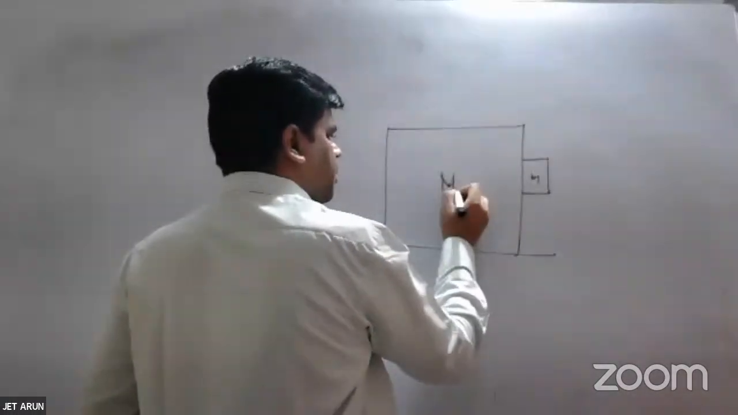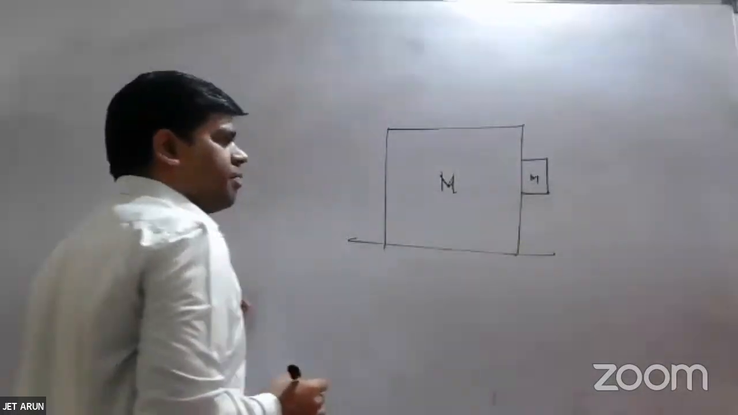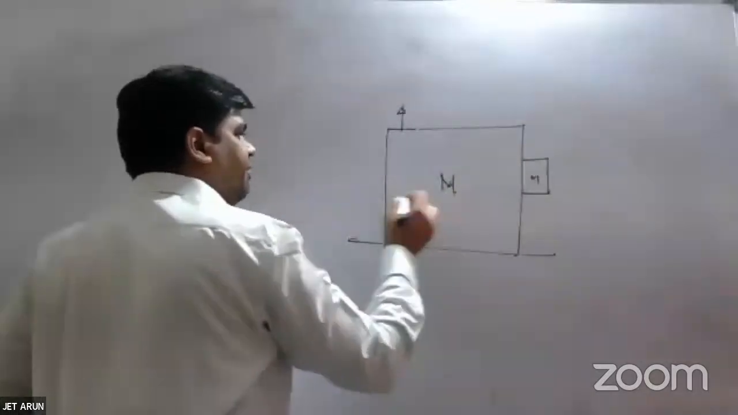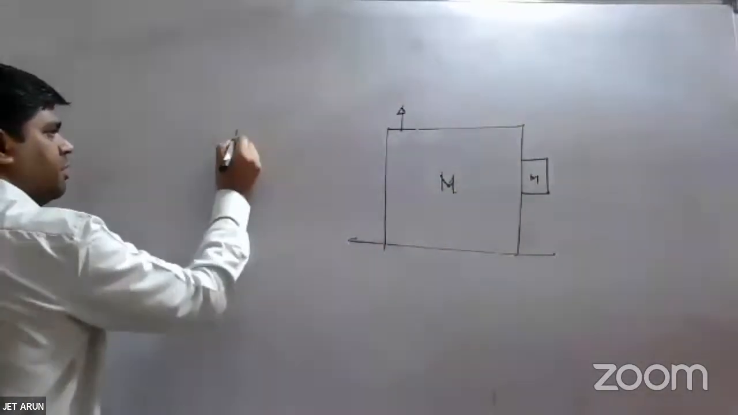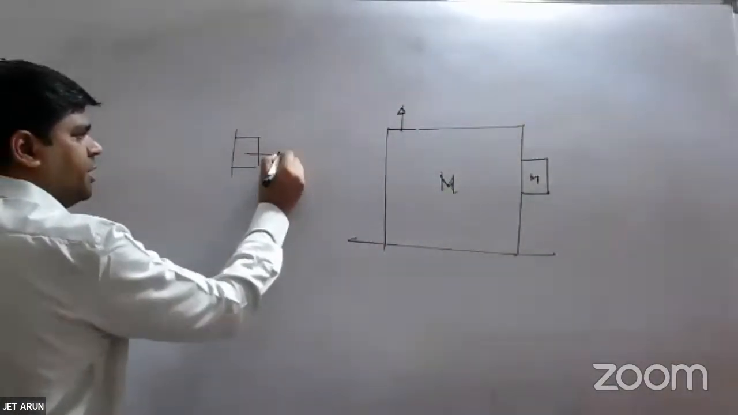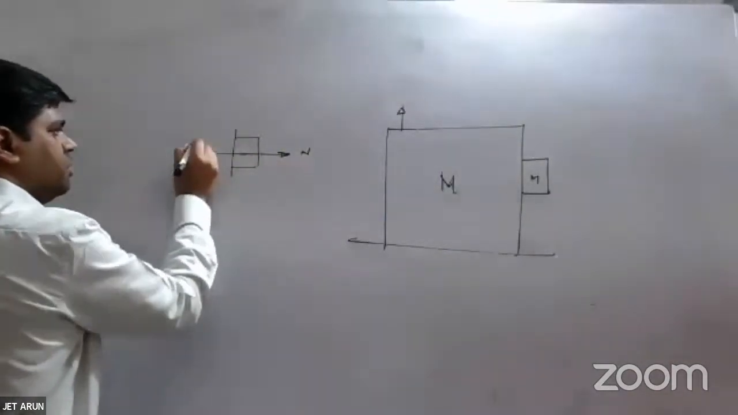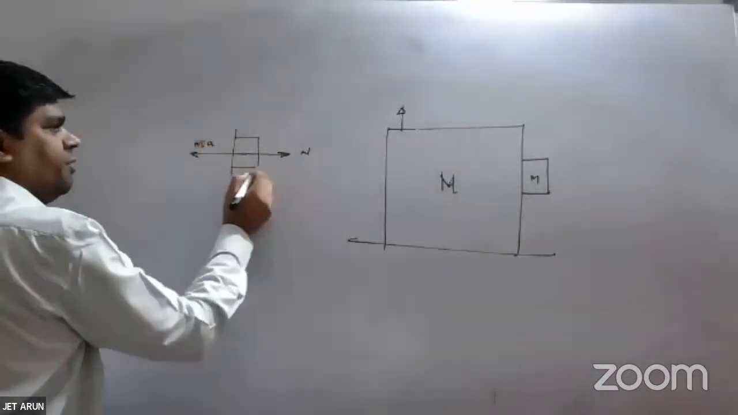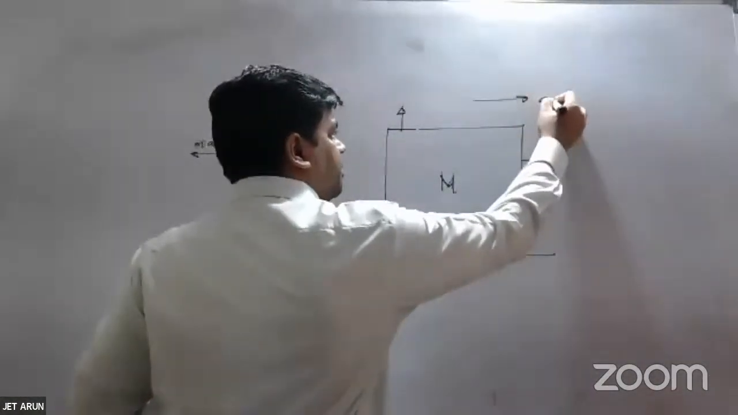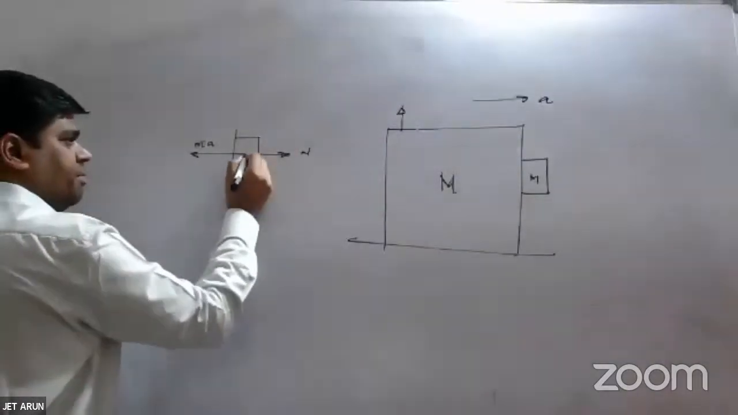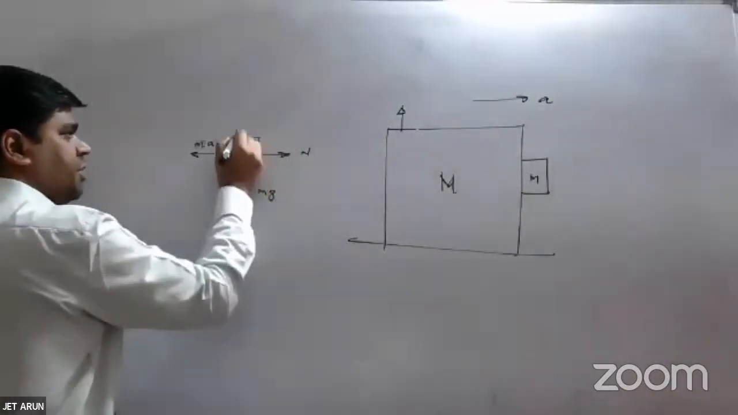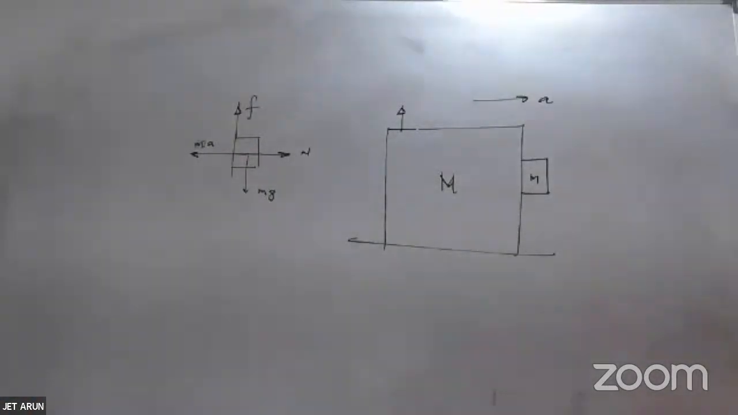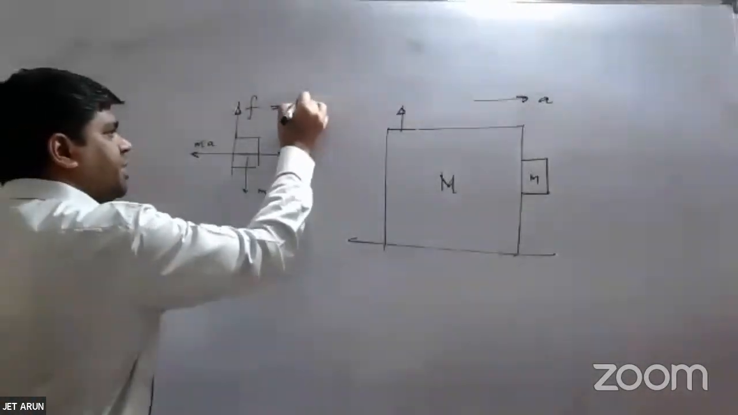M, M. So if I stand on this block and draw the FBD of the smaller block, I've got normal reaction, pseudo force, which is small m times A, where A is the acceleration of the reference frame, mg, and friction. And the limiting value of the friction is mu times N.